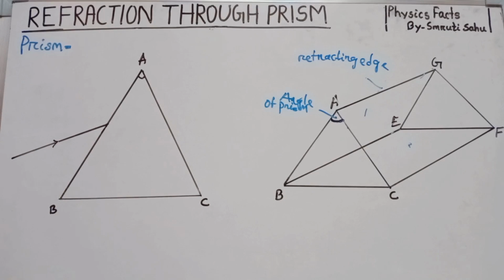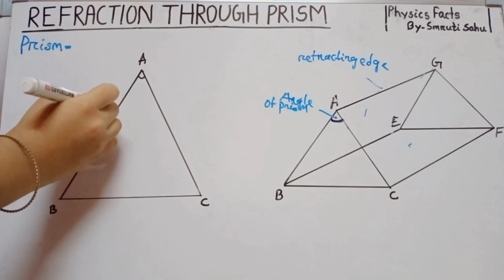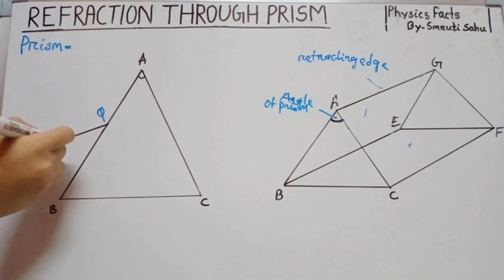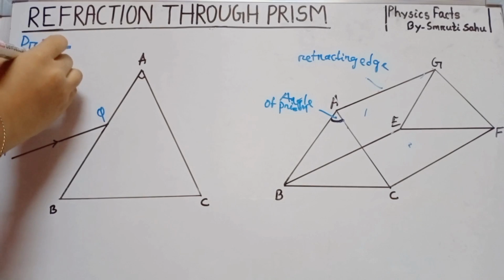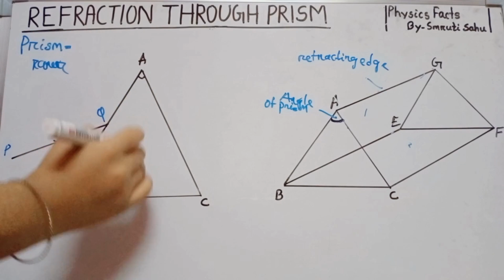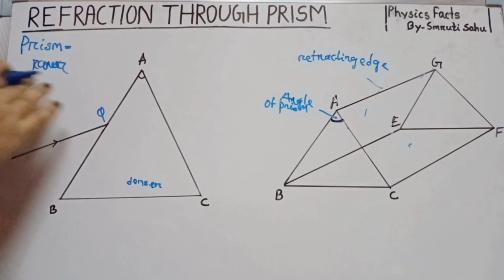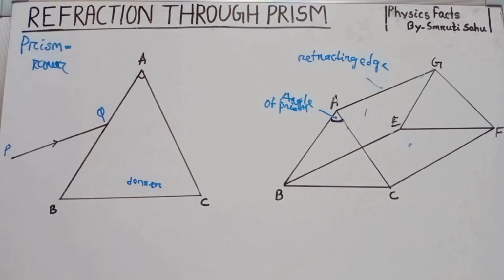Consider an incident ray PQ. Here what happened? The ray passes from a rarer medium to a denser medium. This one is the denser medium. We know, students, when a ray passes from a rarer medium to a denser medium, it bends towards the normal.